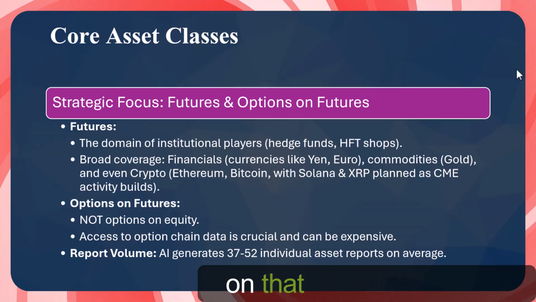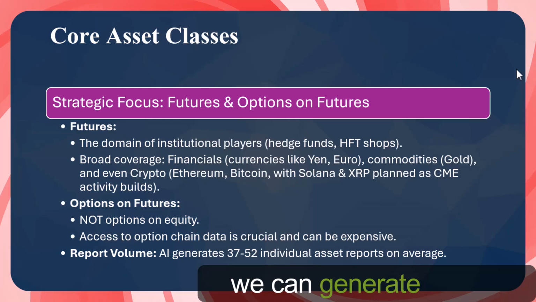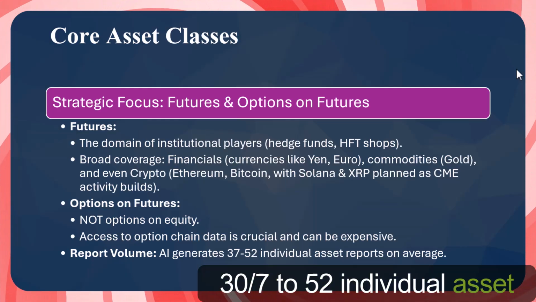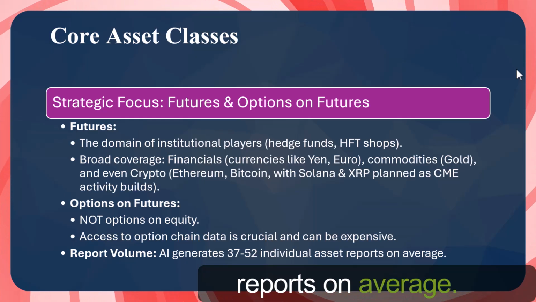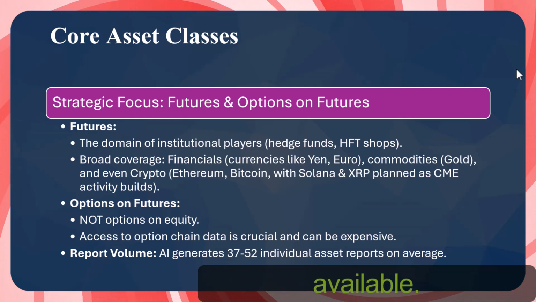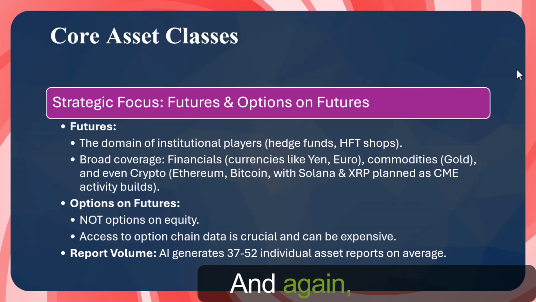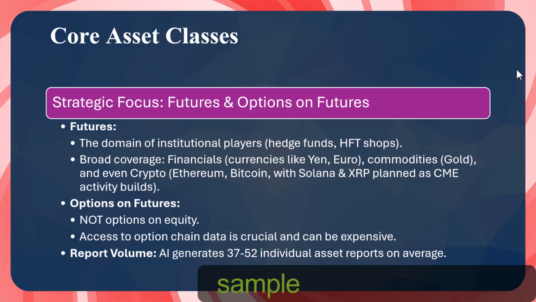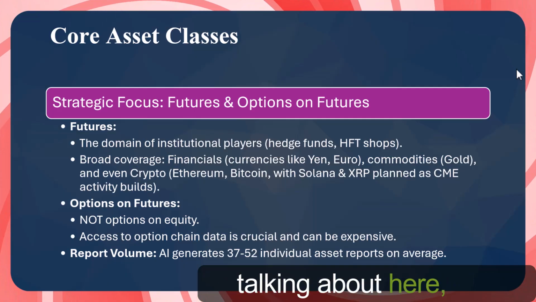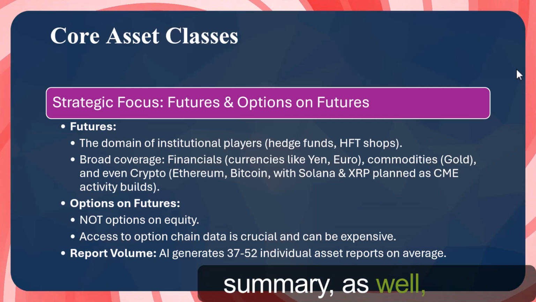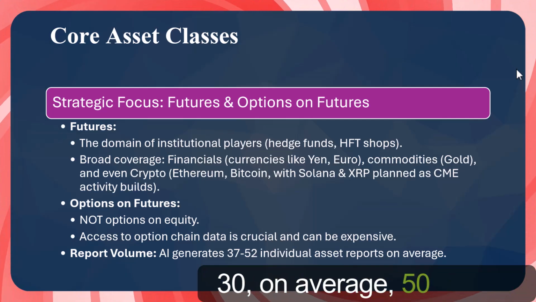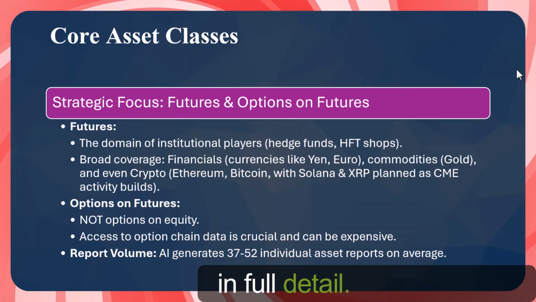With the report volume that we can generate via the AI, 37 to 52 individual asset reports on average. So that's across all futures available. And again, if you go into the description, there's going to be a blog post that will show you sample reports of what I'm talking about here, and then obviously the summary as well. It comes out of those, I don't know, 30, on average 50 reports in full detail.